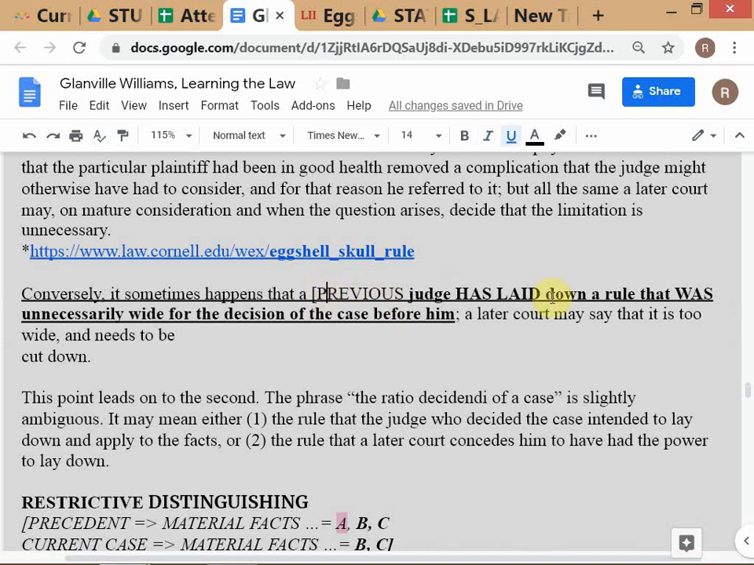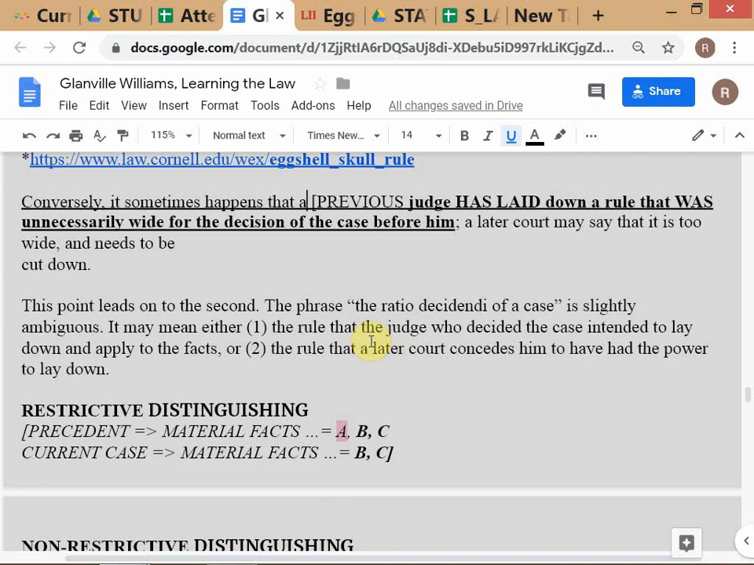It is very important to understand this concept. I'm sure with an activity like hookahs involved, you can understand it quite easily. The previous judge laid down a rule that was unnecessarily wide for the decision of the case. Because what did the judge say in the previous year? That no DSB student is allowed, all are banned.